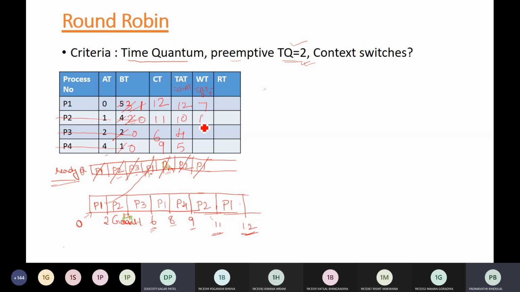Then 10 minus 4, 6. 6 minus 2, 4. 5 minus 1, 4. ओके, नाउ रिस्पॉन्स टाइम का फॉर्मूला क्या है?